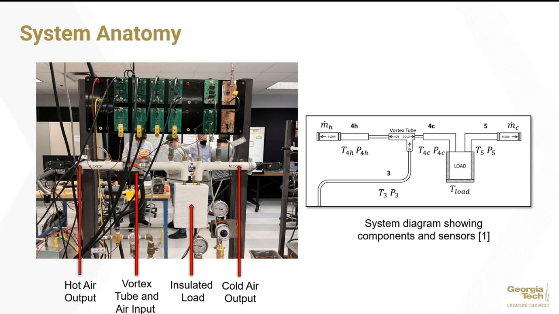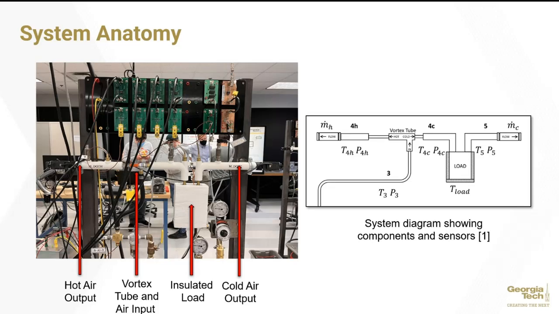Here are the main components of the system. On the left is the lab setup, and on the right is a diagram with labeled sections. Initially, pressurized air is injected into the system at a pressure of P3 and enters the vortex tube, as seen in the diagrams. The air is then separated into hot and cold sections and pushed to either side of the system.